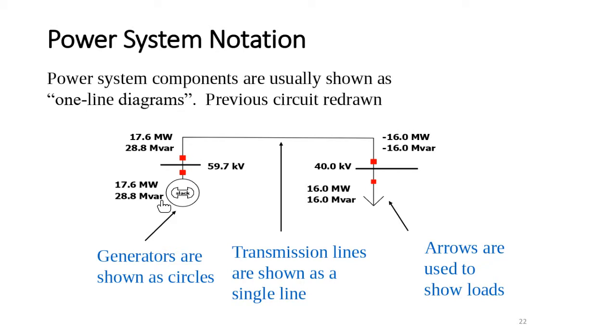So where is this 1.6 megawatt? The difference is the losses of the transmission line. Also, the 28.8 megavar, the difference is also losses of the transmission line. It reaches 16 megavar, so 12.8 megavar is lost in the transmission line because of its inductance.